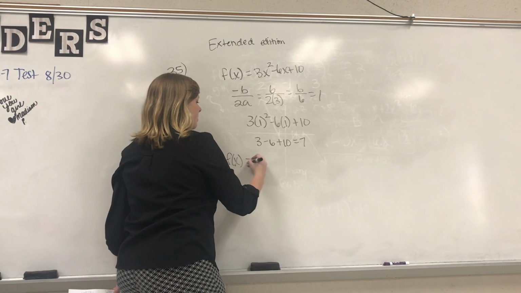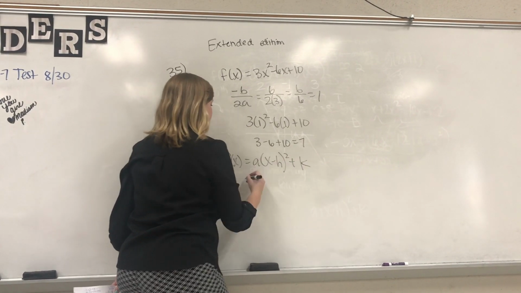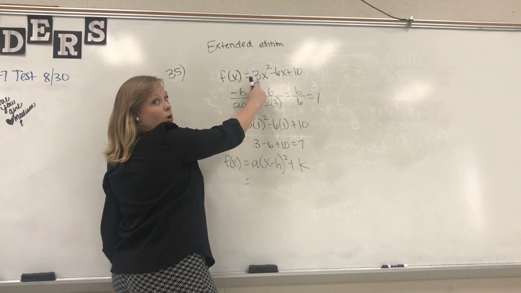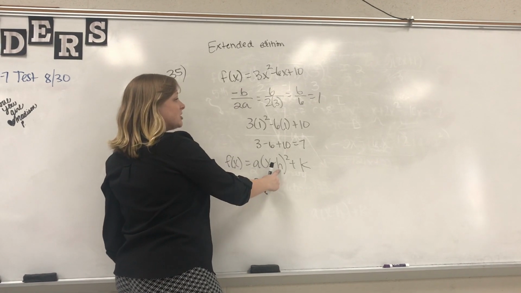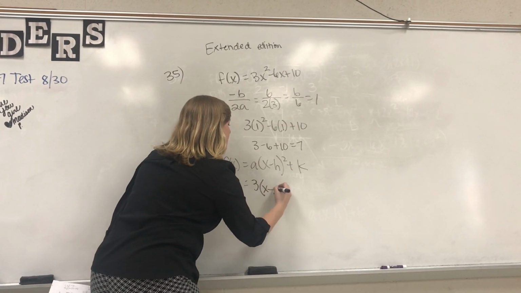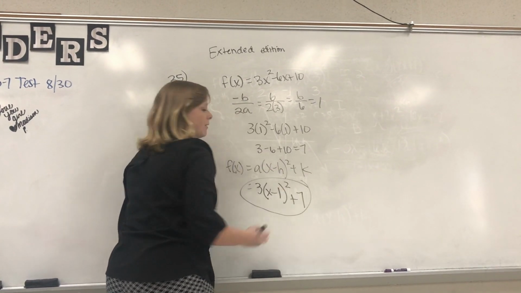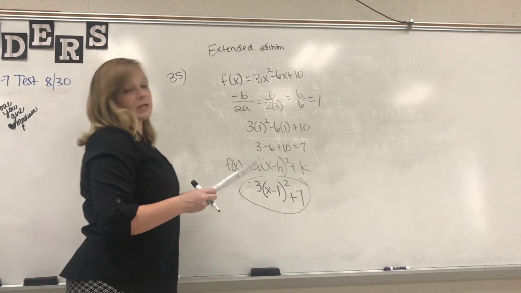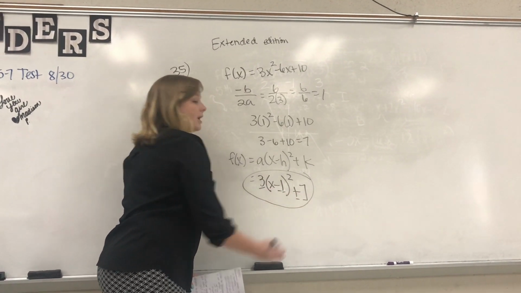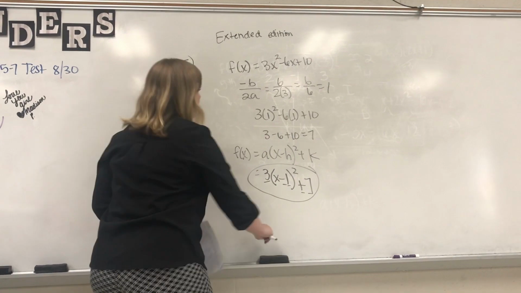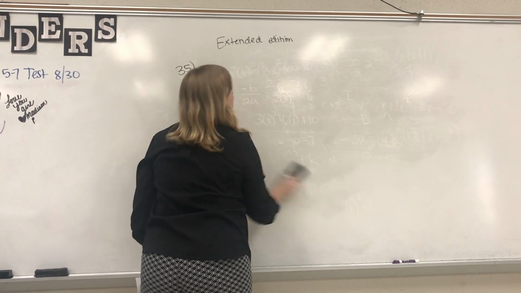So if I'm plugging it into my vertex form, a is the only thing that's the same between them, so I'll put 3. Remember, h is opposite, so I'm putting x minus 1, and then my plus 7. And that would be my answer. Okay? It's going to look like what you did on your quiz and your first test. It's going to have the blanks. Okay, should look familiar.